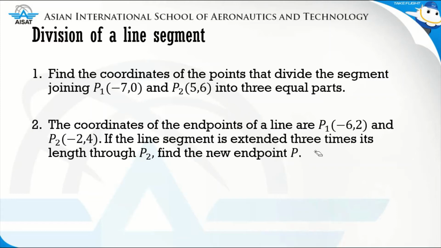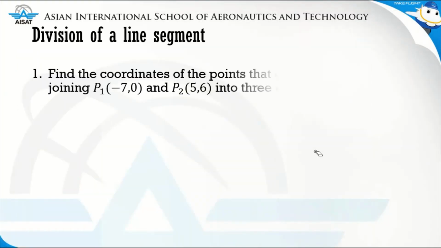And for item number 2, the coordinates of the endpoints of a line are p sub 1 with coordinates negative 6, 2 and p sub 2 with coordinates negative 2, 4. If the line segment is extended 3 times its length through p sub 2, find the new point P. Now let's try to answer item number 1.